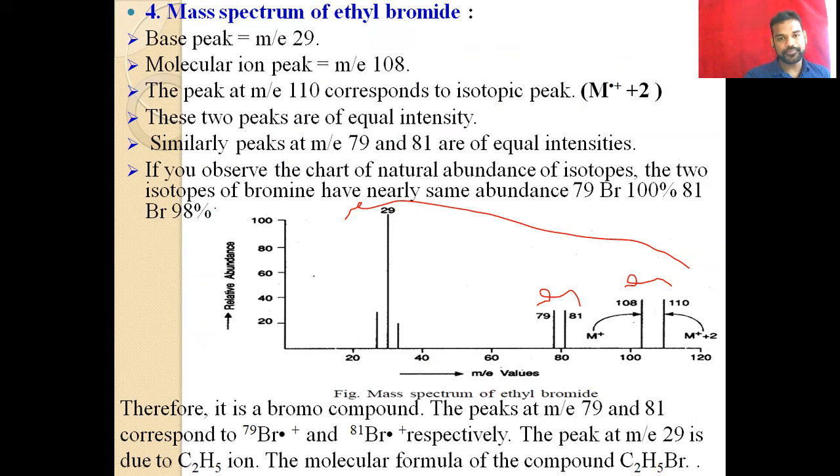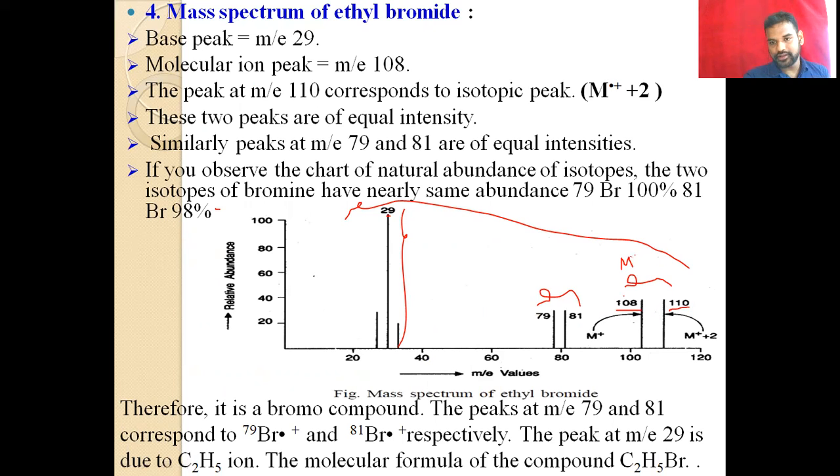So what is the difference here? The base peak is the highest intensity peak, and here the highest intensity is at 29, so that is the base peak. The molecular ion peak is the one with the highest molecular mass. So 110 and 108 are the highest molecular masses, and these two are the molecular ion peak, which we can say is M plus.